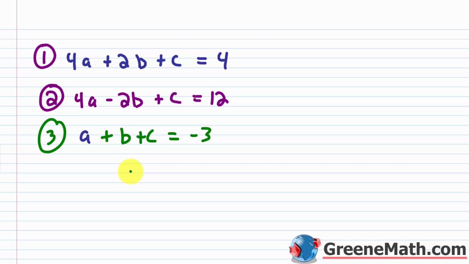Okay, so what variable do we want to eliminate? Again, it's pretty easy to do b. It's also pretty easy to do c. A looks like it's a little bit more work, but even that's pretty easy. So let's just go ahead and eliminate the variable b.